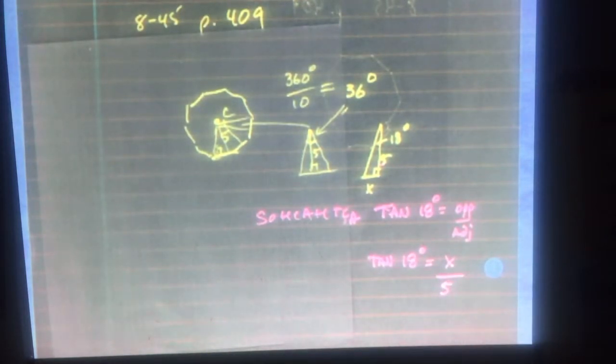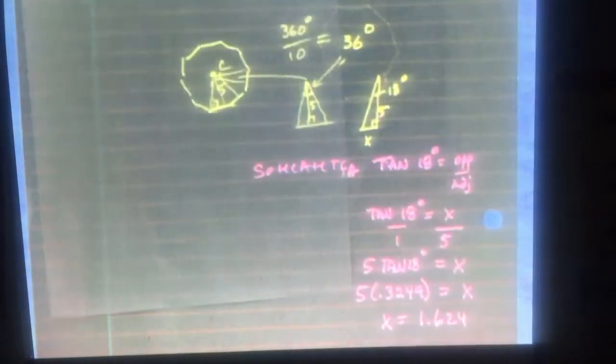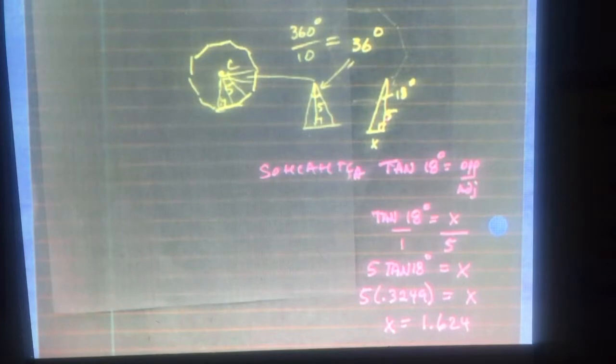So tan of 18, let's see, anybody have that? Please go ahead and find tan of 18. But we're going to go ahead and solve this. It's going to be 5 times tan of 18, and that equals x. Tan of 18 is 0.3249. Then multiply that by 5. What do you get? 1.6245. Okay, that's good enough. And there it is. That's our x value, which is the base of one of those little triangles.